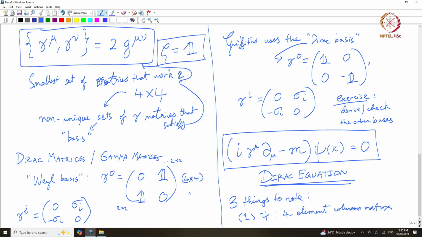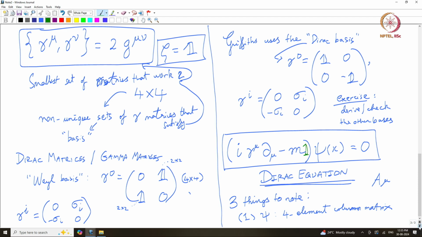Unlike the Klein-Gordon field, which was just a number, and unlike the 4 vector, this is something different. You represent this with just a 4 element column matrix, and that would mean that when I just wrote m here, I actually meant m times an identity, a 4 cross 4 identity matrix.